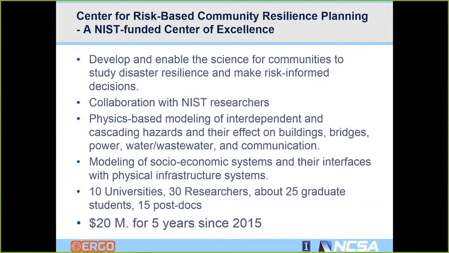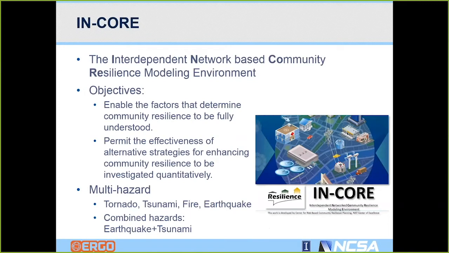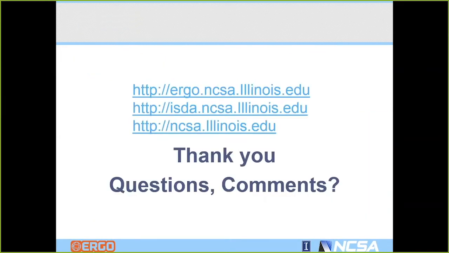And then finally, there's the Center for Risk-Based Community Resilience Planning, a NIST-funded center of excellence, and they're looking at cascading hazards and their effects on buildings and bridges. That's a $20 million project for 5 years. It's currently ongoing. The product of that is going to be INCORE, which is going to add the cascading hazard to the platform and quantify community resilience to those different hazards. So looking at tornado, tsunami, fire, earthquake, and then combined hazards as well, so earthquake and tsunami. I think that's all that I had.